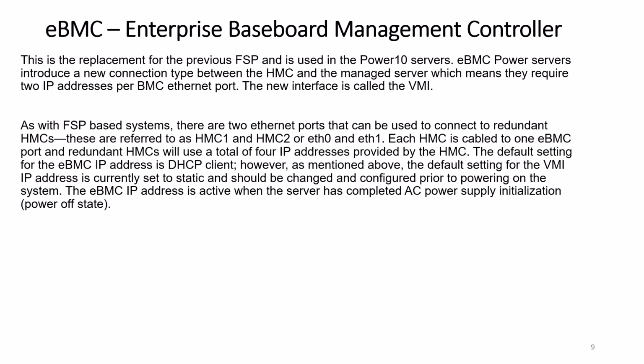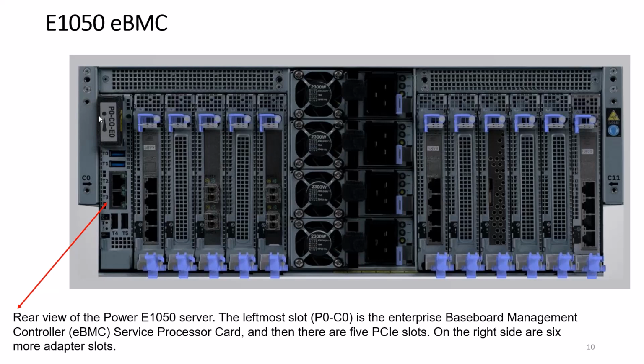Just like with FSP-based systems, there are two Ethernet ports that can be used to connect to redundant HMCs. They're referred to as HMC 1 and 2, or ETH0 and 1. Each HMC is going to be cabled to one eBMC port and will require two IP addresses on that private network. So if you have redundant HMCs, we're talking about 4 IPs. And then the eBMC IP address becomes active once the server's completed power supply initialization. So this diagram is just showing you the rear view of an E1050, and you can see that the eBMC ports are over in the very, very first slot, and there are 2 of them.